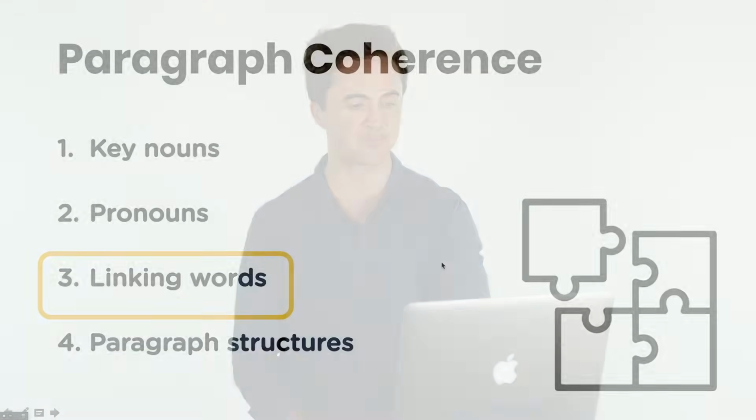So this is a good way to create flow in your paragraph, because in English, it is weird if we just say Mr. Smith, Mr. Smith, Mr. Smith, Mr. Smith. It's much more common, much more elegant to say Mr. Smith, he, his, for example. Okay, pronouns are critical to good paragraph cohesion.